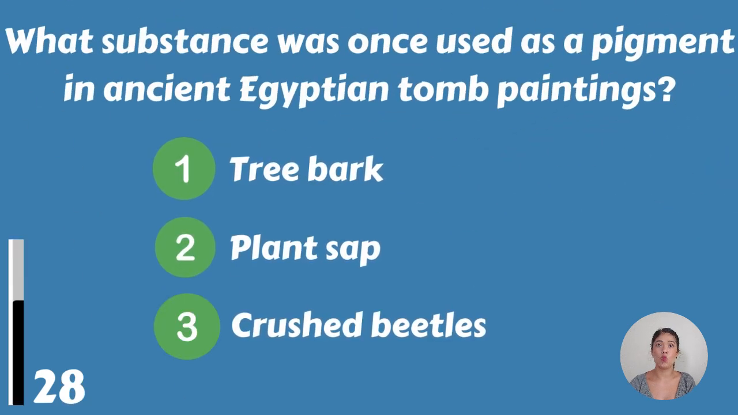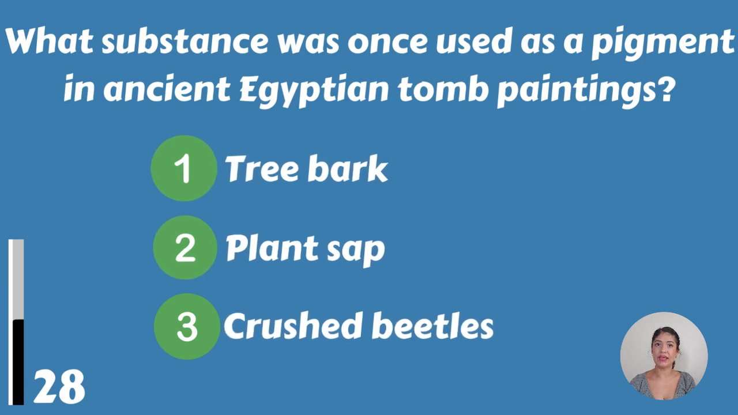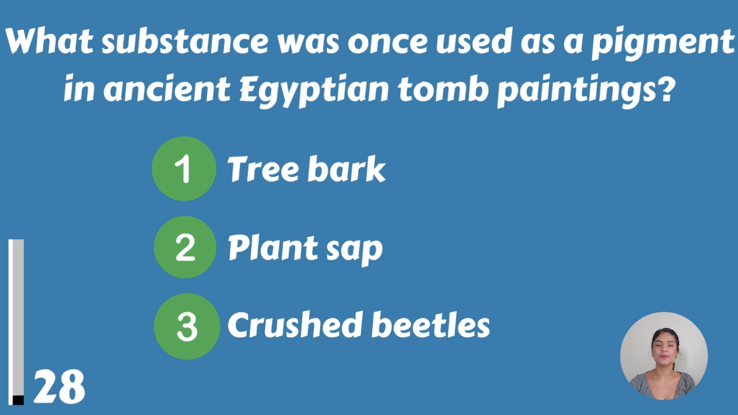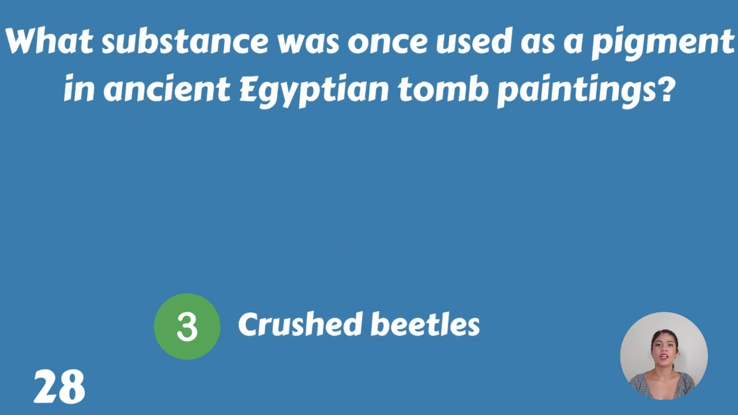What substance was once used as a pigment in ancient Egyptian tomb paintings? Tree bark, plant sap, crushed beetles. Crushed beetles.